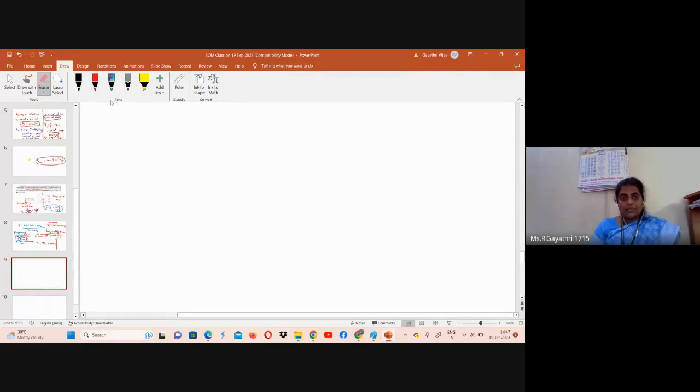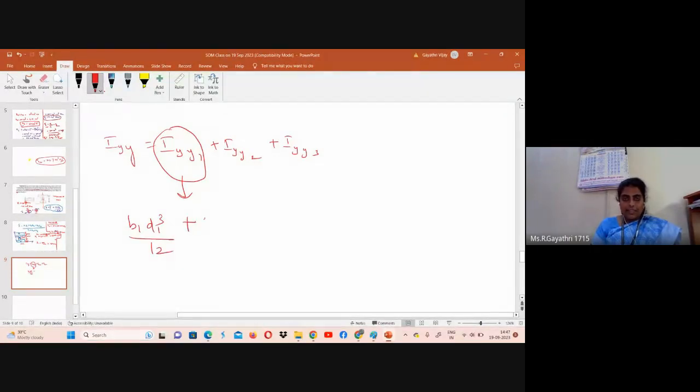Okay, IYY is equal to IYY1 plus IYY2 plus IYY3. IYY1 formula is B1 D1 cube by 12 plus A1. Y1 is 25 mm. Y bar value is... this is not symmetric about x-axis. So we need to use parallel axis theorem.